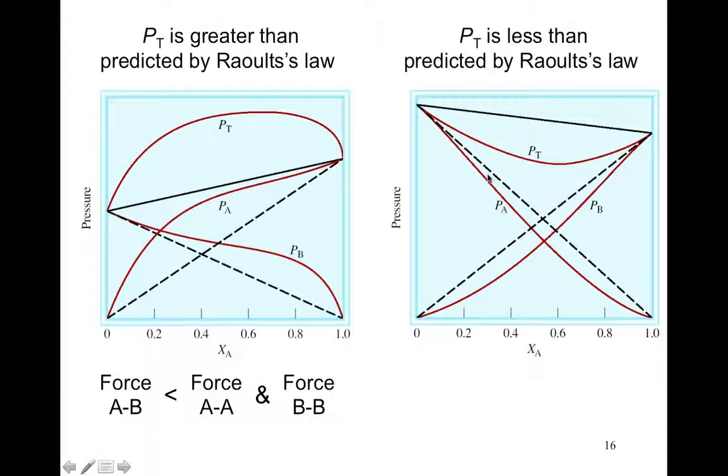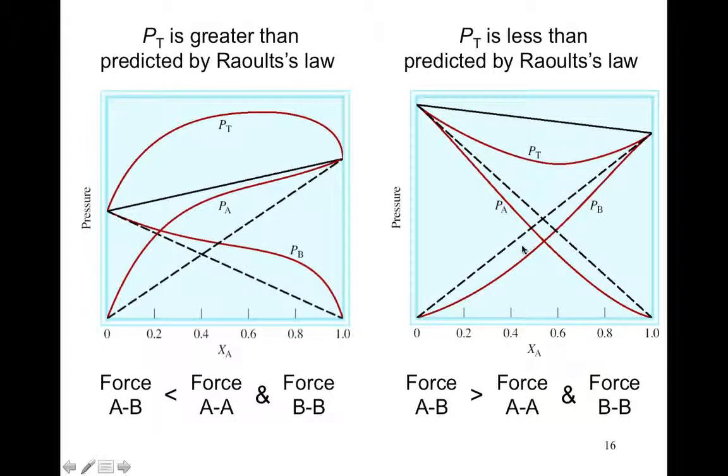And then here's the opposite situation, although we are very, very close here. Predicted by Raoult's law, solid black lines. Here we've got the force between our solute and solvent is much greater than the force holding the solute together and the solvent to other solvents. So we get a total pressure that's a little bit lower than we thought we should get with Raoult's law.